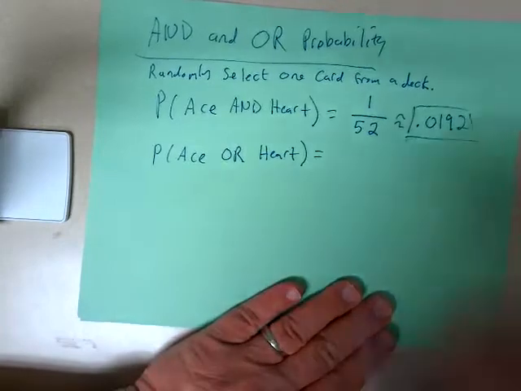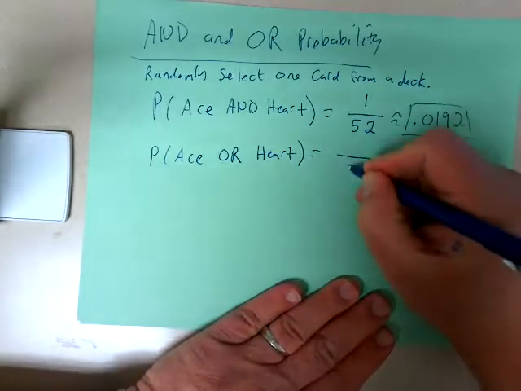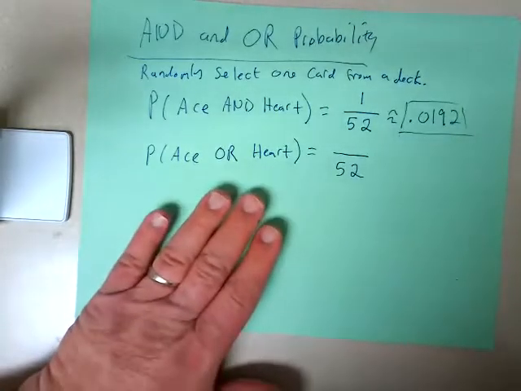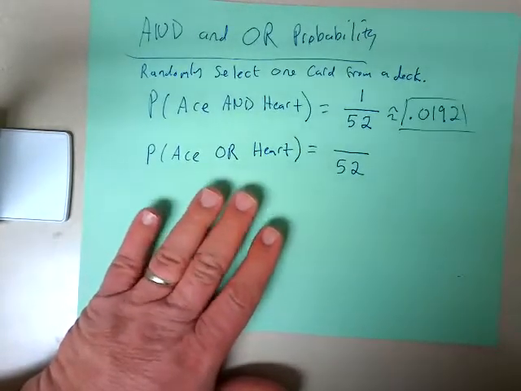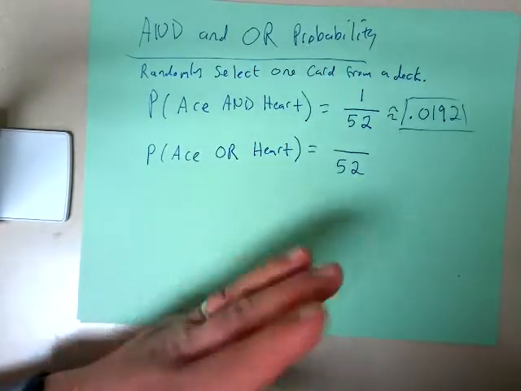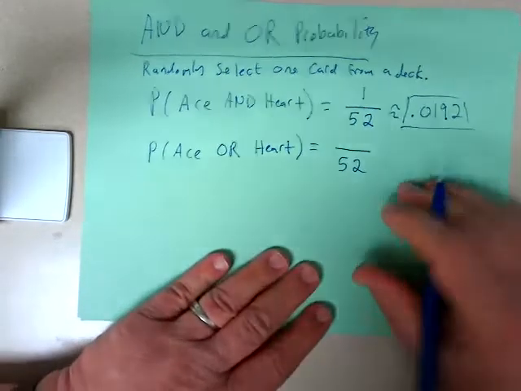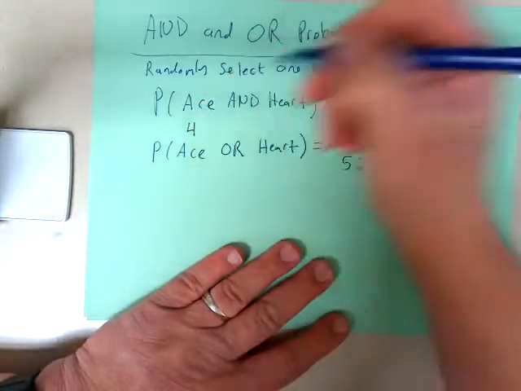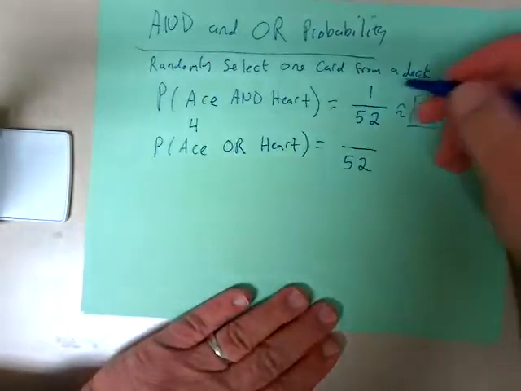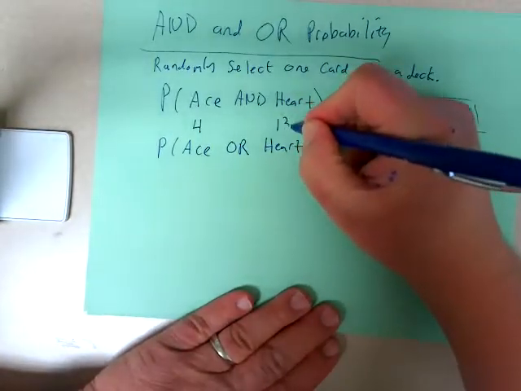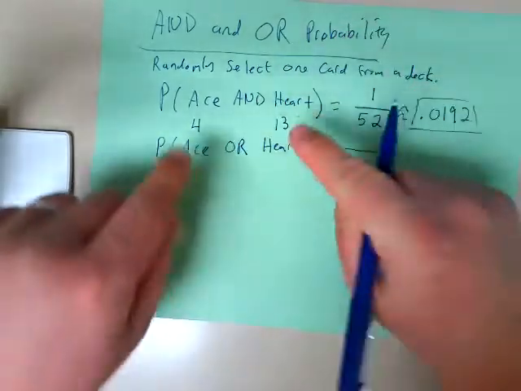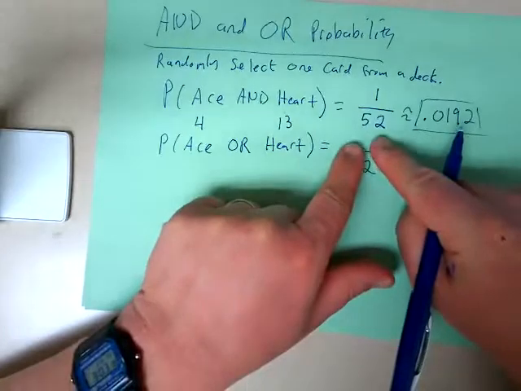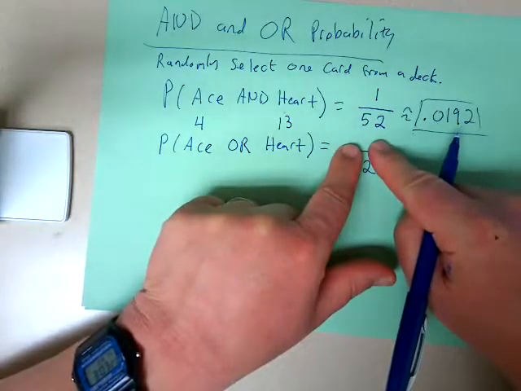Okay? So to find this probability, the bottom number again is 52. Now I got to think how many of those are an ace or a heart or possibly both. So here's how I like to do these. There's 4 aces, so I put 4 there. And I know that there's 13 hearts. Okay? Now if I add these together, I would get 17. Okay? But this is not 17 up here.